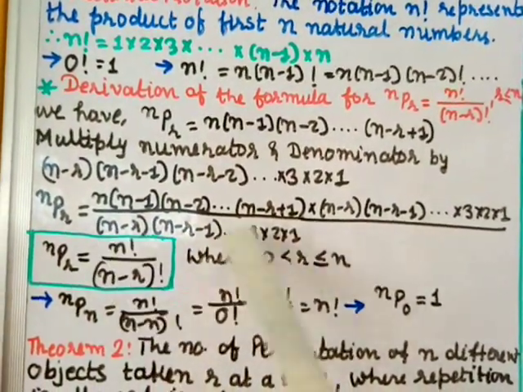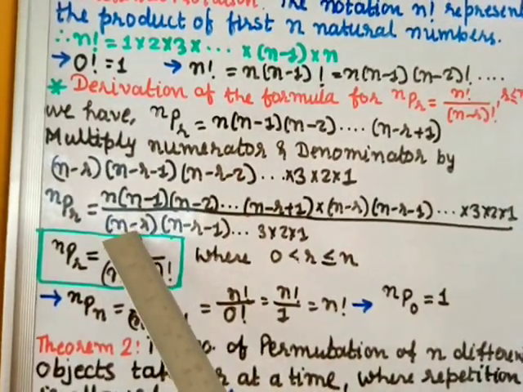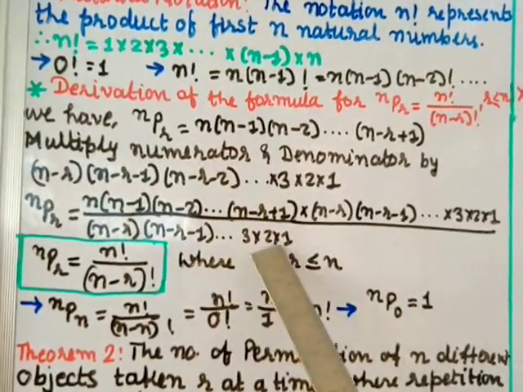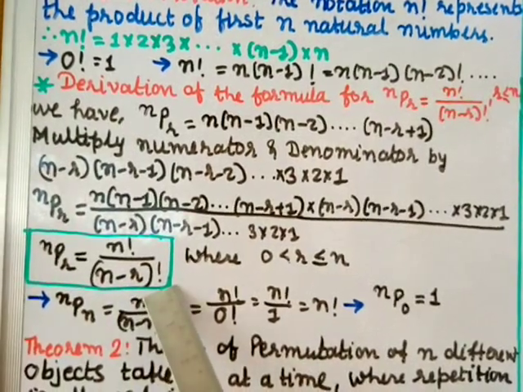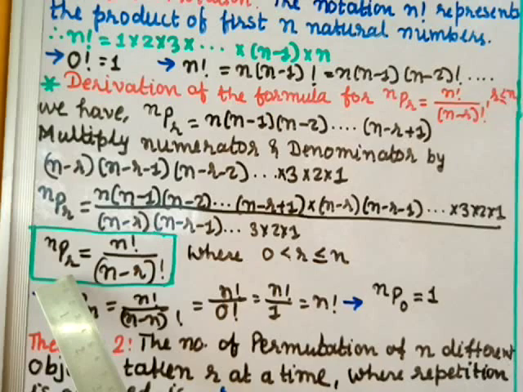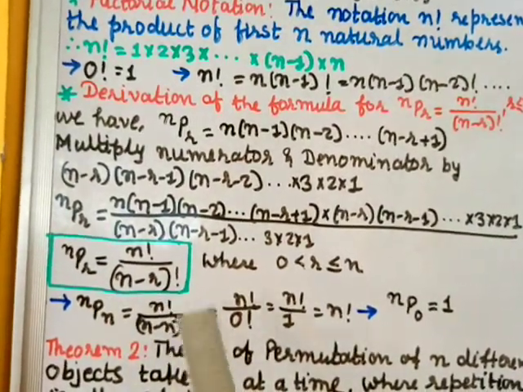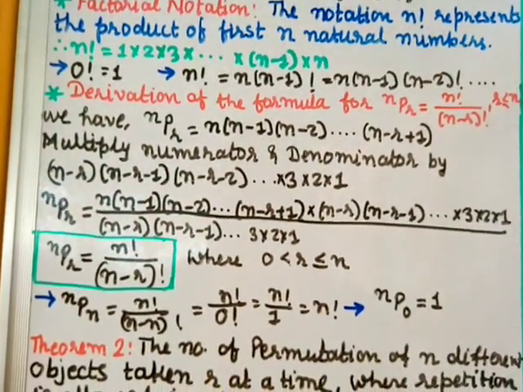And the denominator is nothing but (n minus r) factorial. (n minus r) into (n minus r minus 1), then (n minus r minus 2), and so on up to 3 into 2 into 1. So this value is nothing but (n minus r) factorial, where 0 is less than r, which is less than or equal to n. So nPr, we have proved the value as n factorial divided by (n minus r) factorial. So that is the derivation of the formula of nPr.